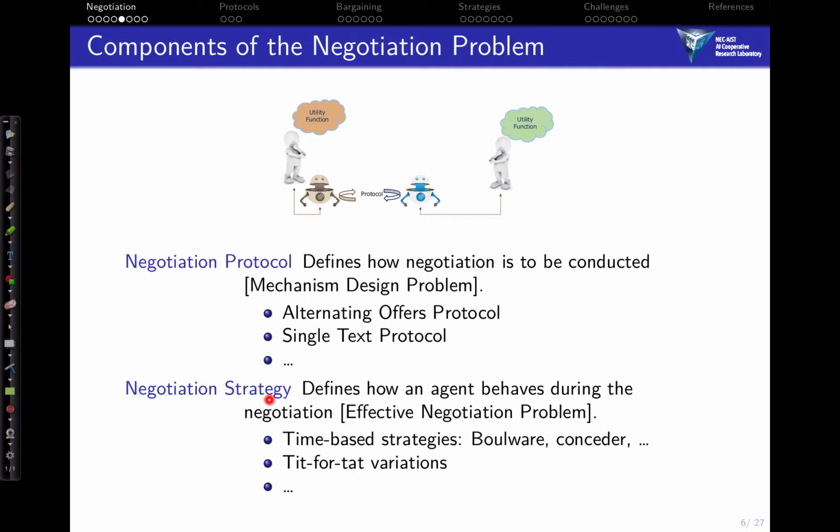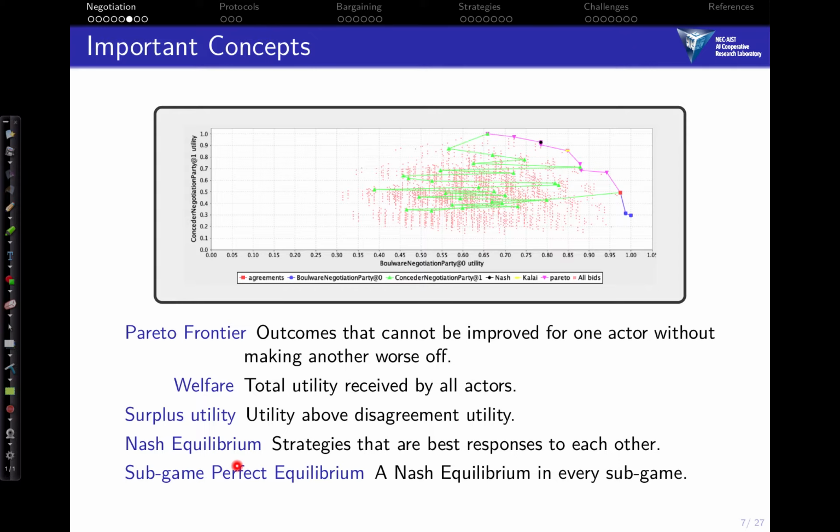And the other thing is a negotiation strategy. A negotiation strategy is the strategy used by the agent. So it defines how the agent behaves during a negotiation. Okay, and there are many types of strategies. The simplest ones are time-based strategies and tit-for-tat like variants, or sometimes they are called behavior strategies. There are many other types of strategies, of course. And we will not describe all of that, but we will try to give one example of each one of these, just to give you a more concrete idea.